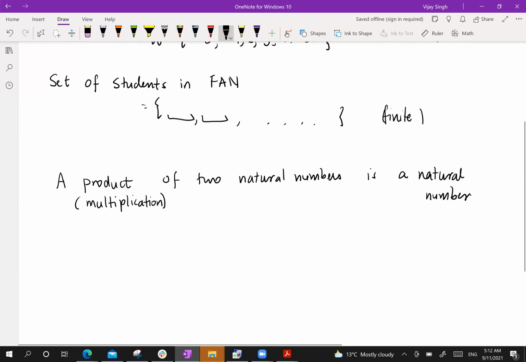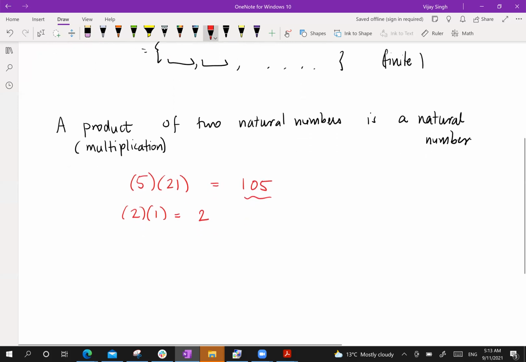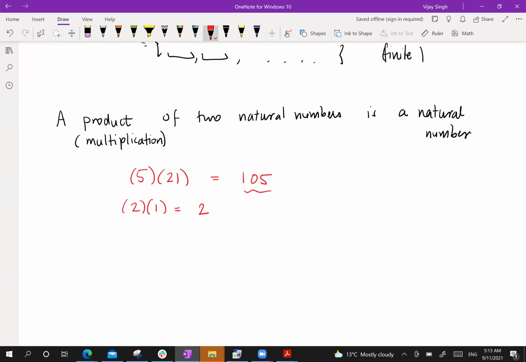For example, let's take two natural numbers, say 5 times 21. When you multiply, you will see this is 105, and it's also a natural number. Similarly, take any natural number of your choice, say 2 times 1, also a natural number. So when you multiply natural numbers, you get natural numbers. Another example could be 6 times 10 equals 60.